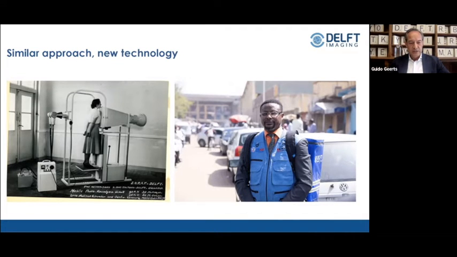The Odelkas, we were producing them from the 50s till about the 80s. I think we produced about 20,000 of these systems, all focusing on screening of tuberculosis. Next slide, please.